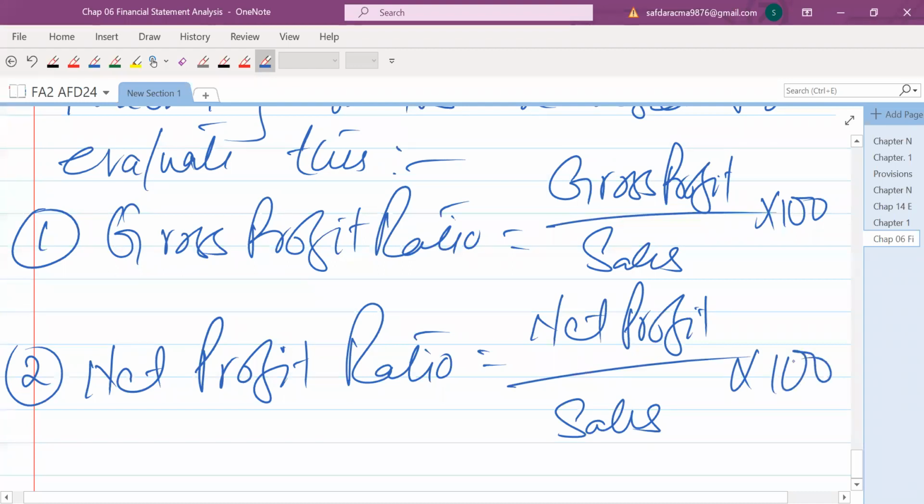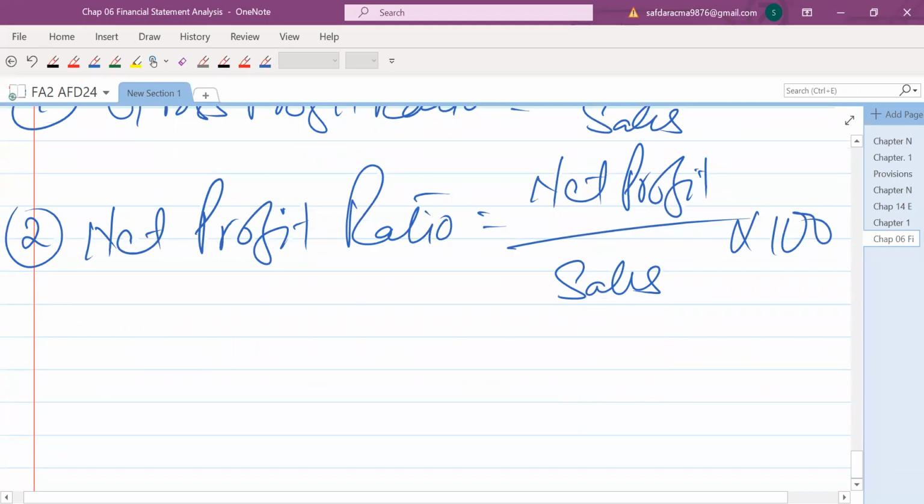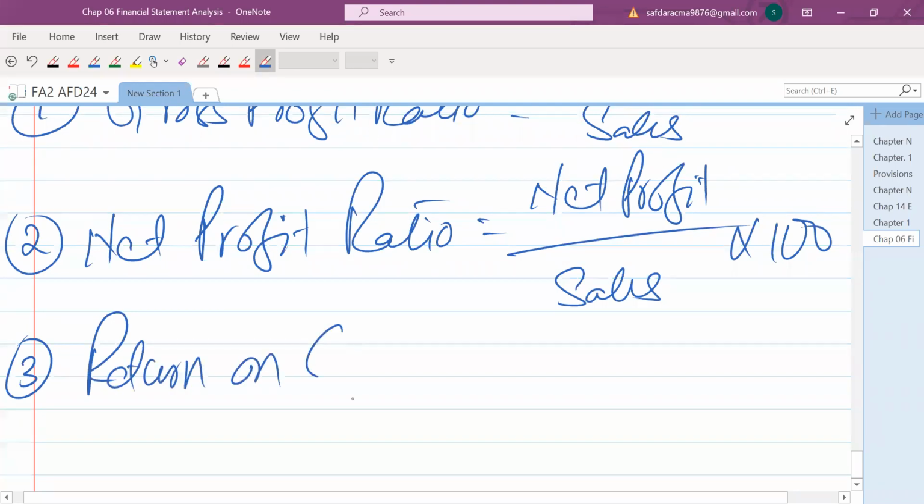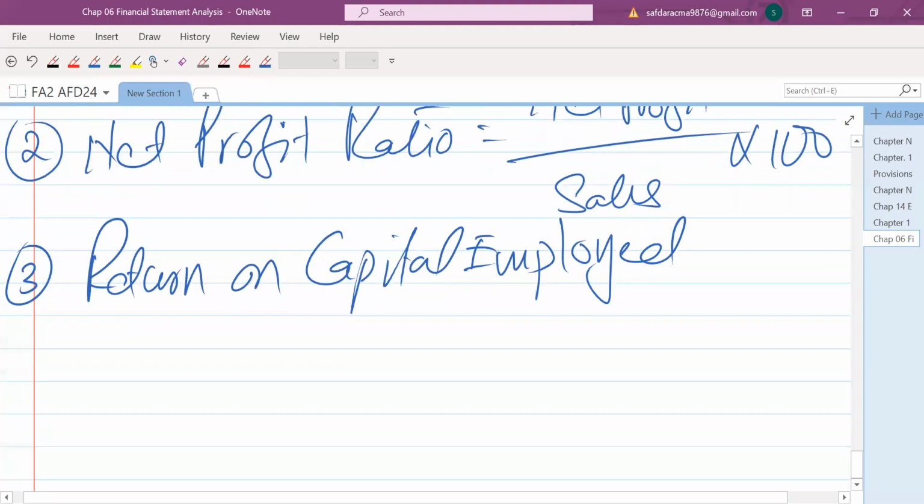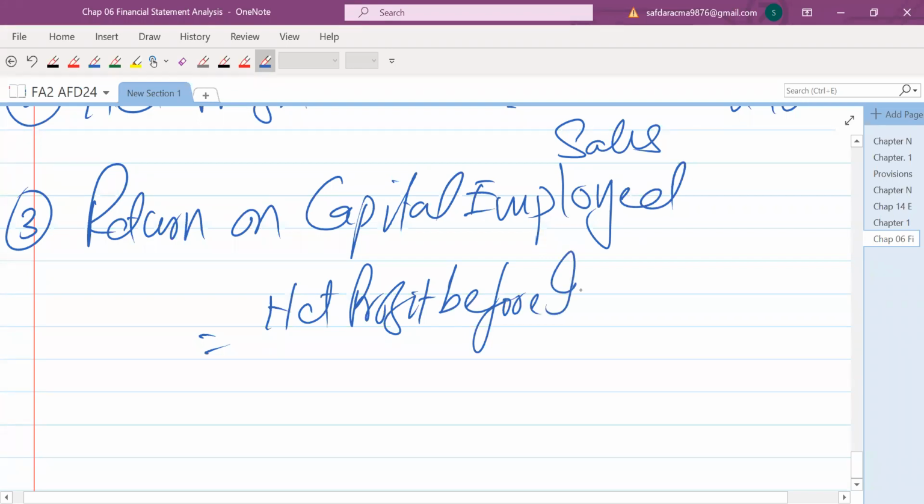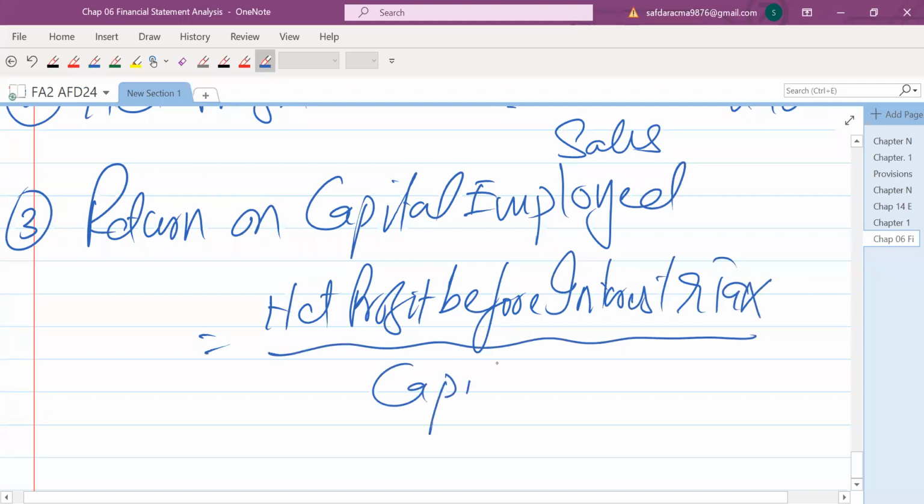इसमें से कुछ रेशियो मैं स्किप करता जाऊंगा आपको, ताकि आपको आसानी हो जाए. इसके बाद हमारे पास है रिटर्न ऑन कैपिटल एम्प्लॉयड. कैपिटल एम्प्लॉयड मीन इन्वेस्टमेंट मेड बाय ओनर. So return on capital employed हमारे पास आ जाएगा इक्वल टू net profit before interest and tax divided by capital employed.